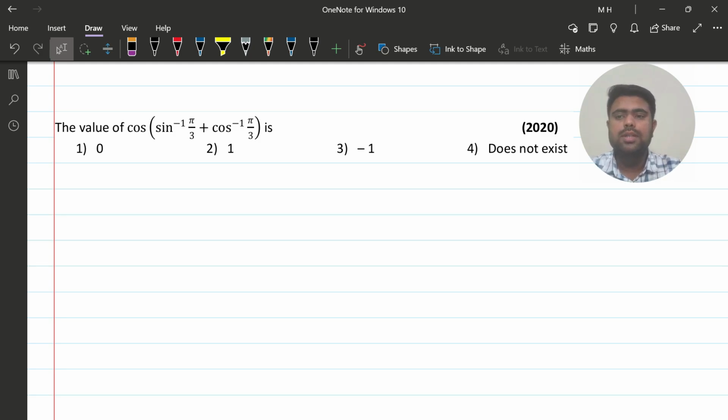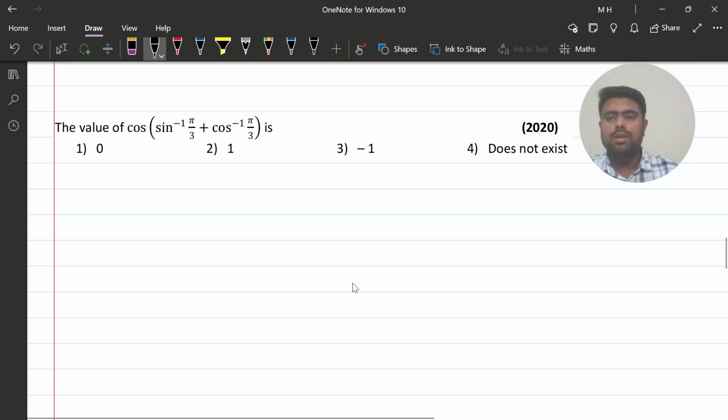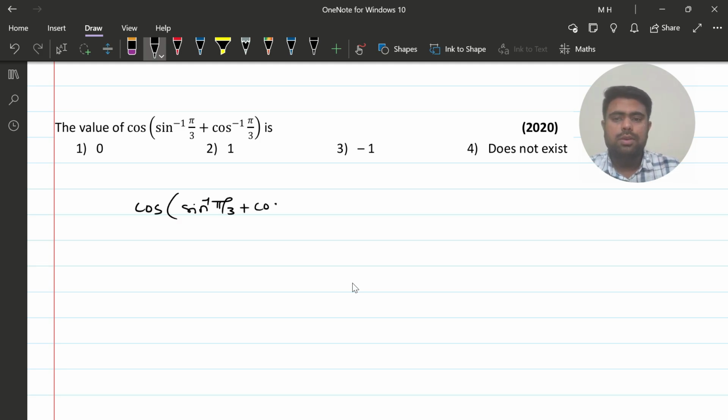The next question says cos of sine inverse pi by 3 plus cosine inverse pi by 3. Okay, this is what is given. Now look, it is not sine pi by 3. It is our very much tendency that the moment we see sine and pi by 3, we will write down root 3 by 2, and the moment we see cos, we will write down 1 by 2, and we miss out. Okay, it is not that. What is given is sine inverse pi by 3.